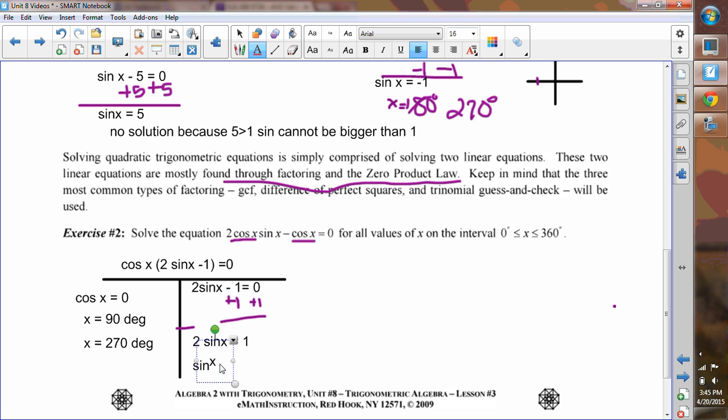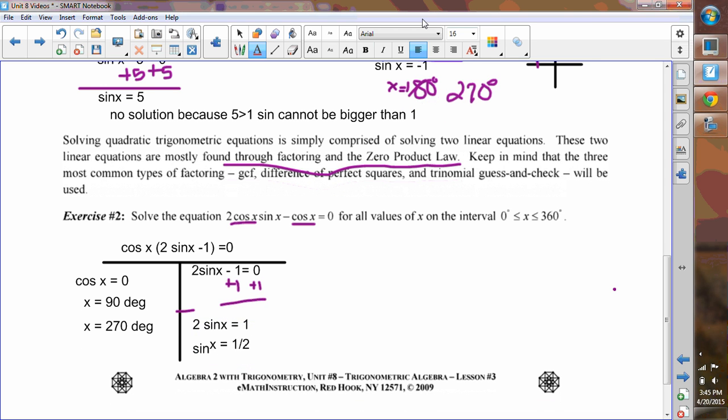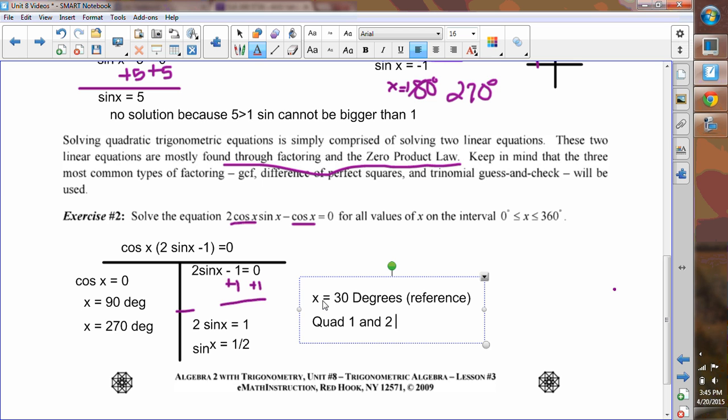Sine x is equal to 1/2. So where is sine of x equal to 1/2? That's when x is 30 degrees, is the reference angle. And so then we have to think about what quadrants. We have quadrants 1 and 2. So that means x would equal 30 degrees, and quadrant 2 is going to be 180 minus 30. So that would be at 150 degrees.